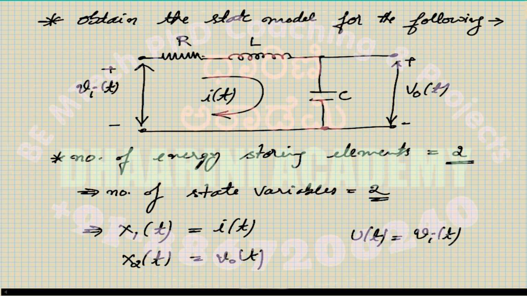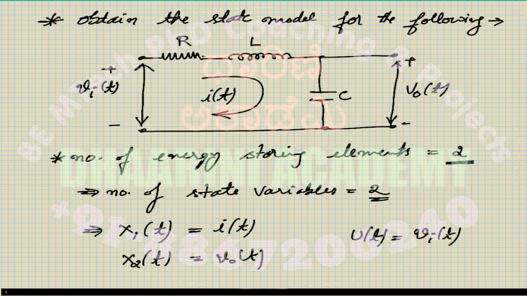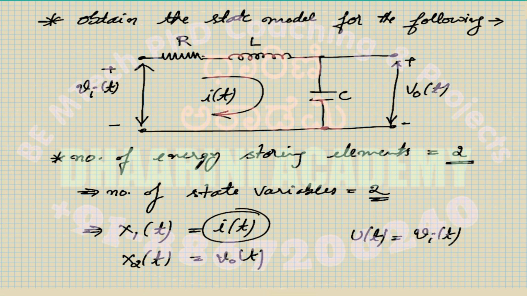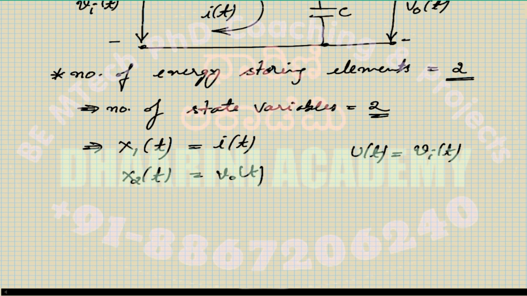Now, I need di by dt somehow, right? Because x1 dot represents di by dt. So I want x1 dot. X1 dot indicates that it is the differentiation of the current. Somehow I need to get the differentiation of the current for this given circuit.